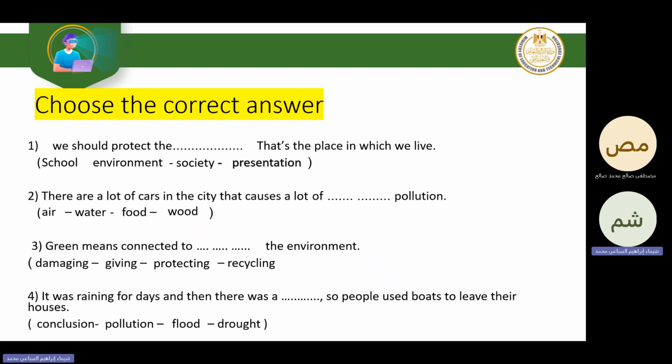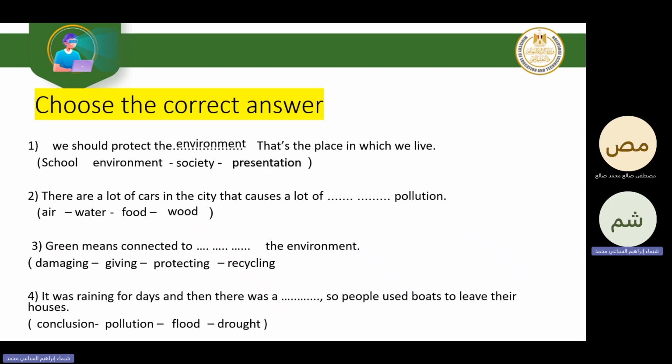Okay, let's check our understanding of this vocabulary. Choose the correct answer. Let's read number 1. We should protect the environment. That's the place in which we live. So it is, yes, excellent. Environment. We said that environment is the place in which we live.